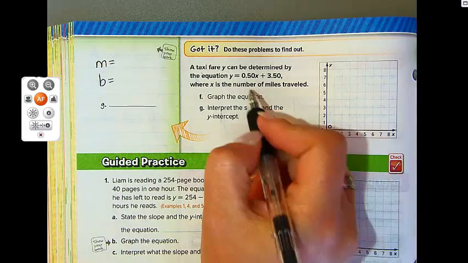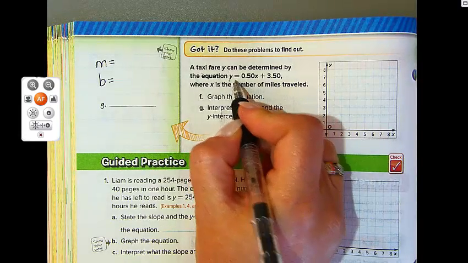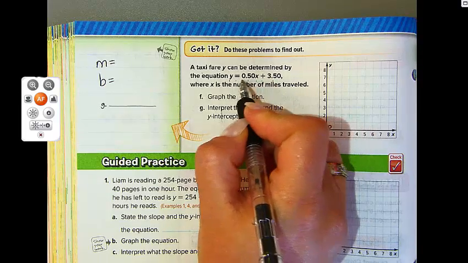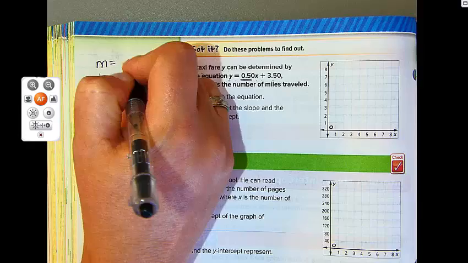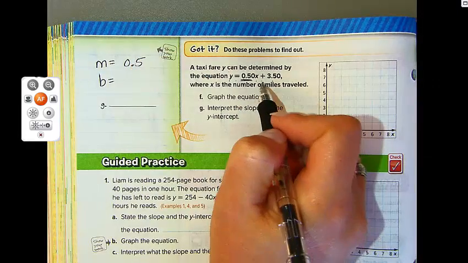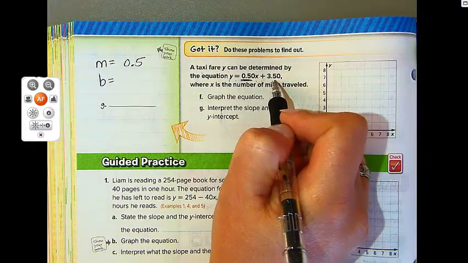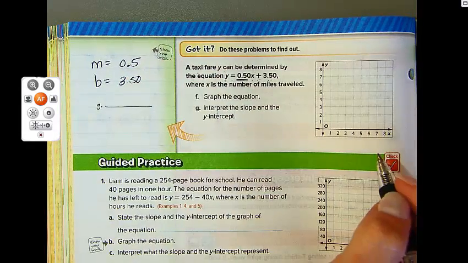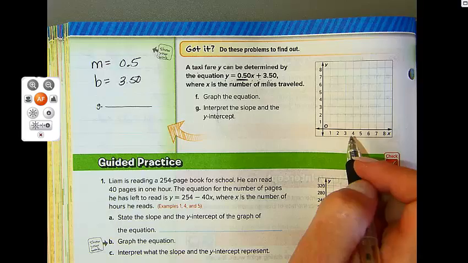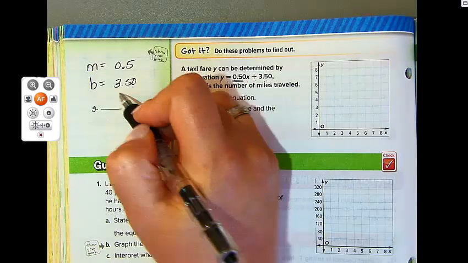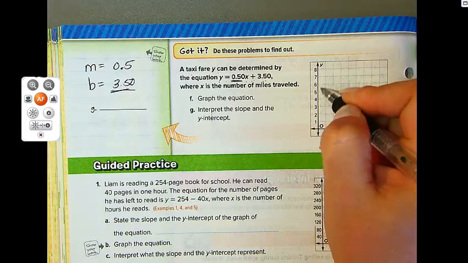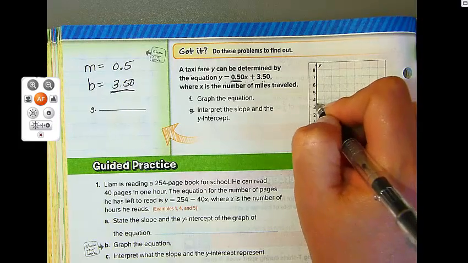If I say this in slope-intercept form, it's y equals mx plus b. M is 0.5. B is 3.50. So I'm going to start by graphing my y-intercept first. I need to go up to 3.50 because that's my y-intercept. That's where it's going to cross this line right here. So I go up to 3.50 and I put a dot.